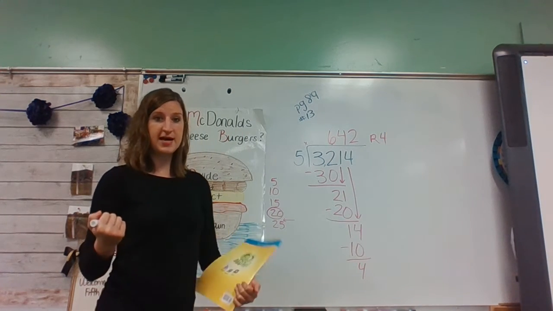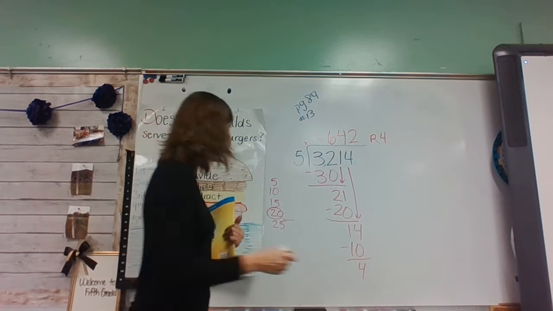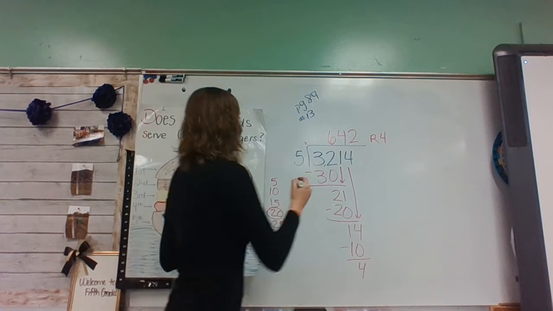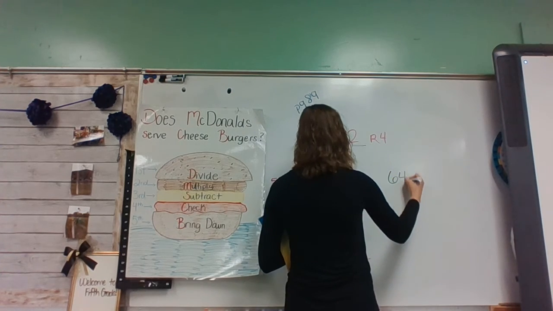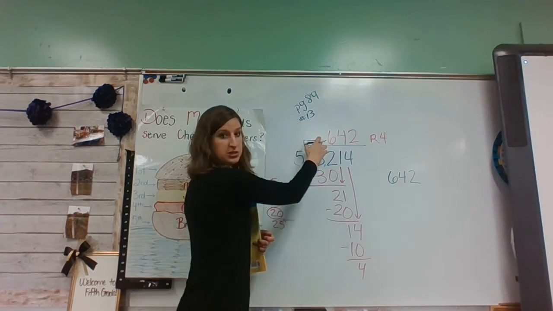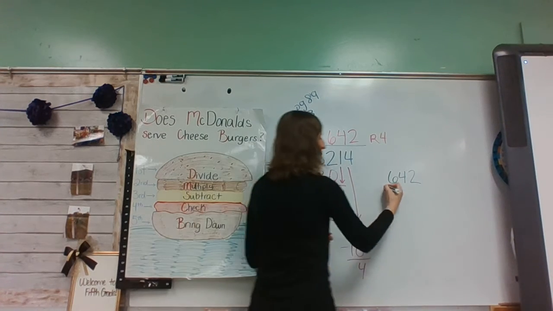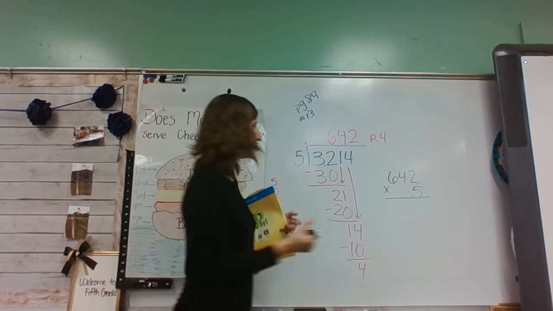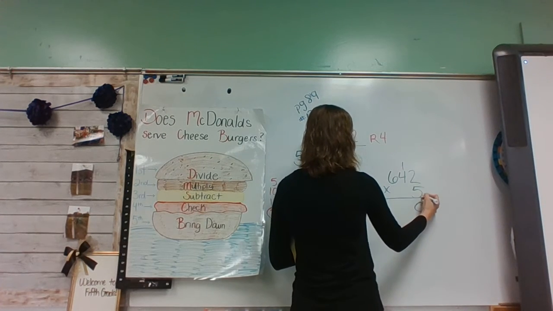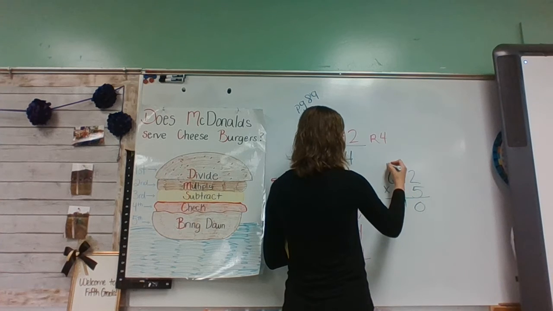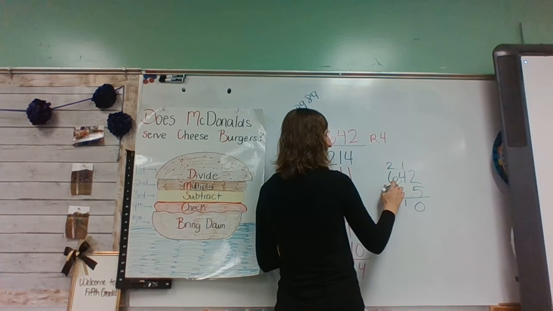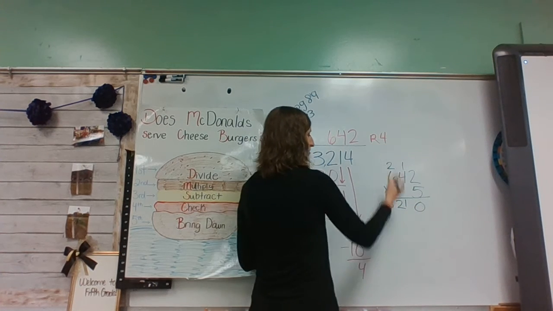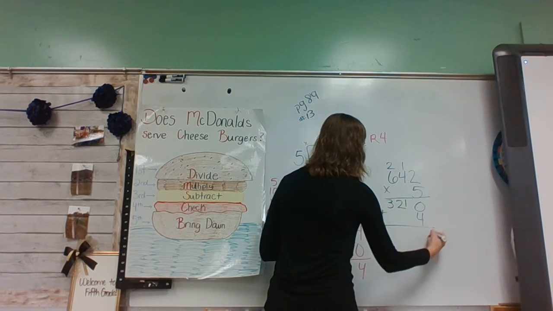I want to make 100 on my test. I'm trying to get all A's in 5th grade. That's my goal. So I'm going to double check my answer. And I'm going to write down 642, which is the quotient. I'm going to multiply that times 5. And then I'm going to add my remainder to see if I got the correct answer. 5 times 2 is 10. 5 times 4 is 20 plus 1 is 21. 5 times 6 is 30 plus 2 is 32. Going to add the remainder, which was 4.